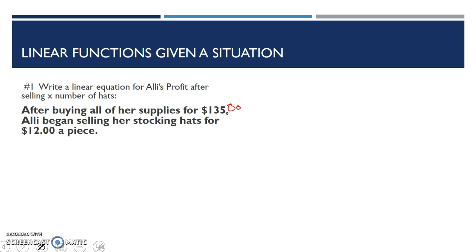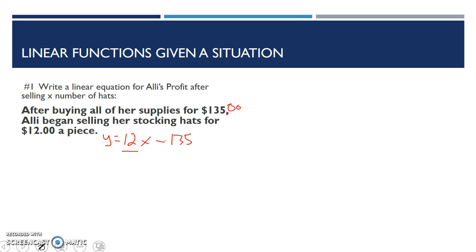So she started making these hats and selling them for $12 a piece, and she's starting her own little business doing this. And so we're going to write an equation for this. Her profit, I'm going to let that be Y, and that's going to equal $12 for every hat that she sells. This is her slope. Every hat that she sells, she gets an additional $12, but she had to spend $135 just to get started. That's her y-intercept. That's where it starts.